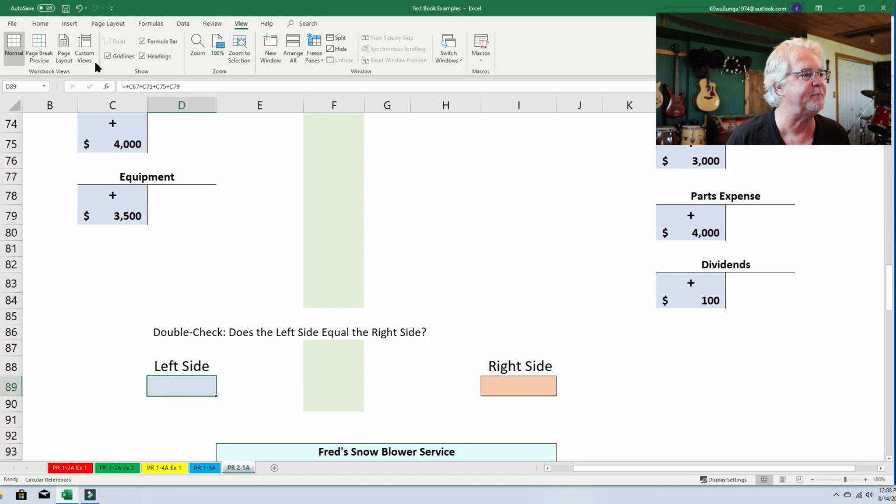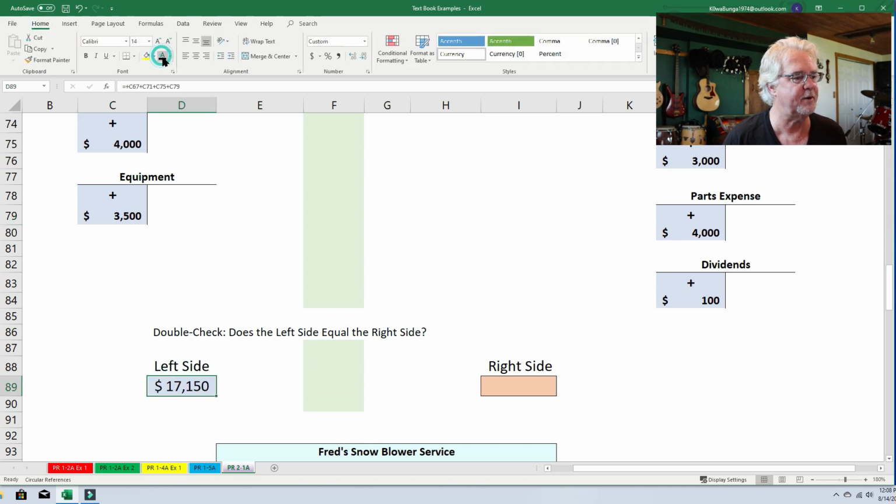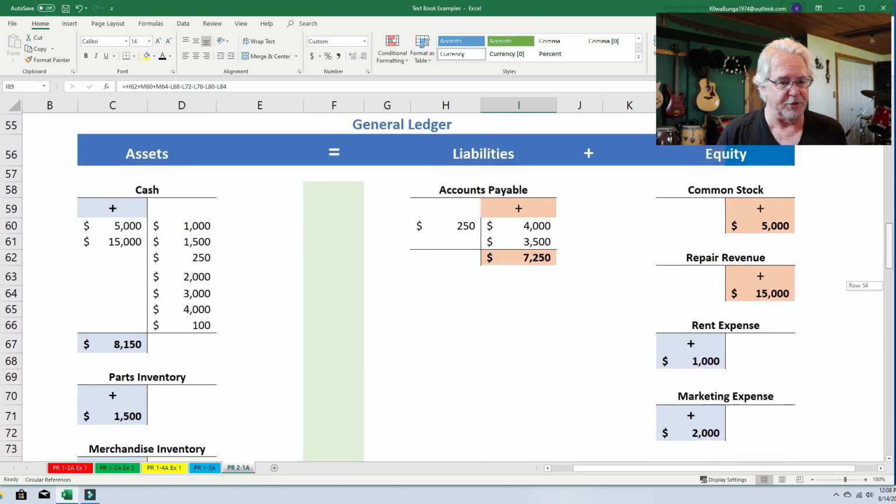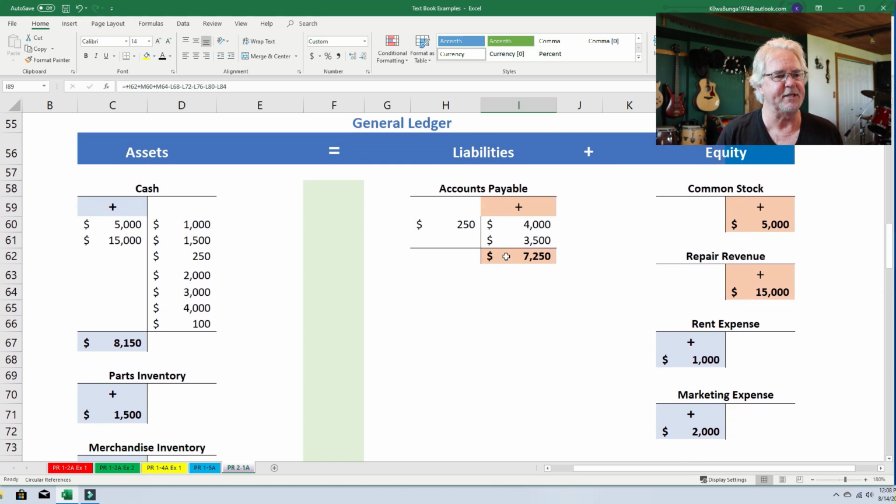And I already added it up here. There it is. So if you add them up, you get $17,150. Again, do it on Excel, folks. Excel will not mess up for you. Now the right-hand side is a little bit more tricky, but not much. So on the right-hand side, we're going to add up these balances. We've got accounts payable, we've got common stock, and we've got revenue. So what I would do is add up those three and get a subtotal.